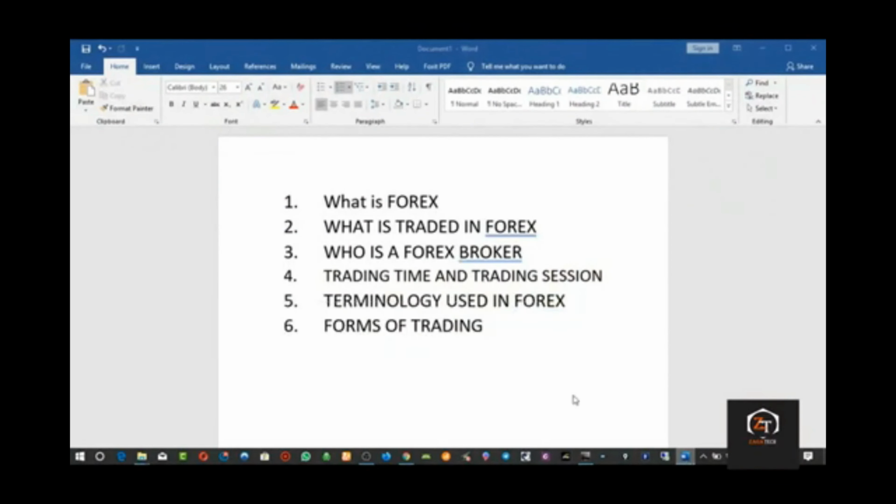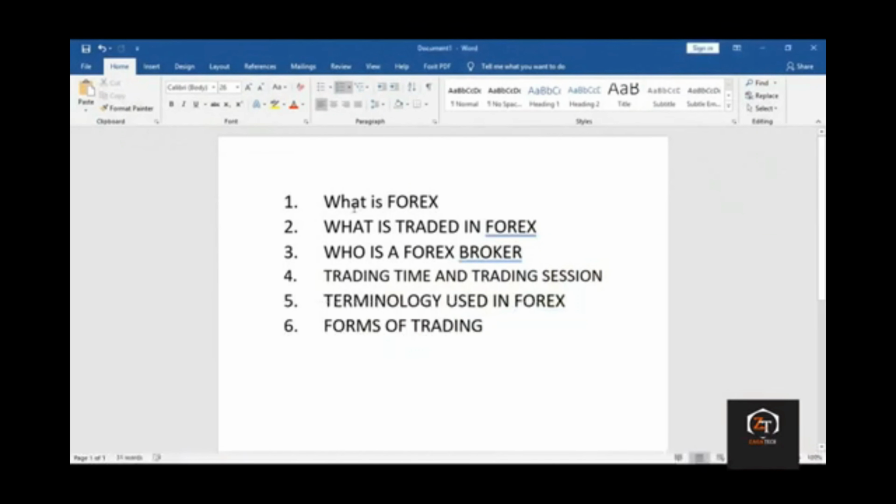The first thing you need to know is: what is forex trading? You need to Google about it and know what forex is all about. Then the second thing is, what is traded in forex? You need to Google that too. Then, who is a forex broker? You have to Google about that. Then trading time and trading session, you also need to Google about that.